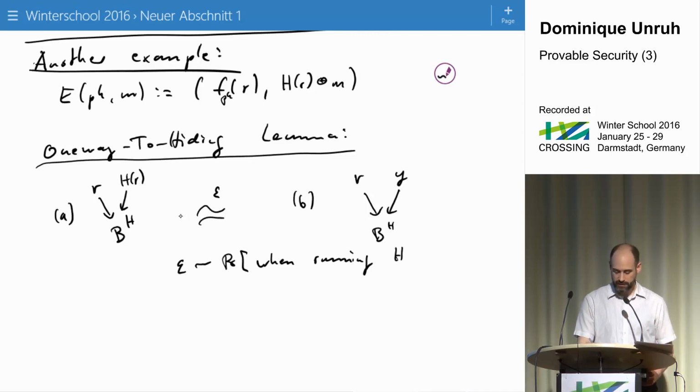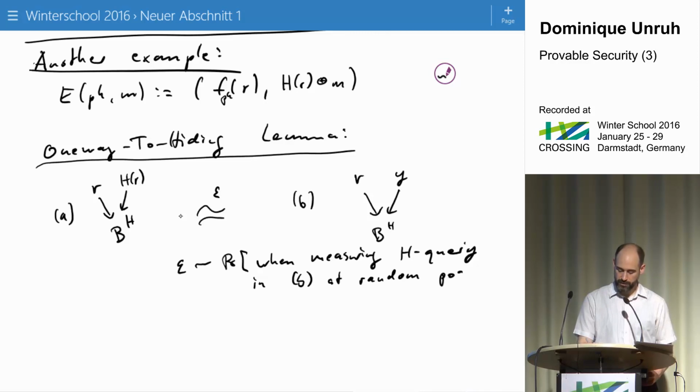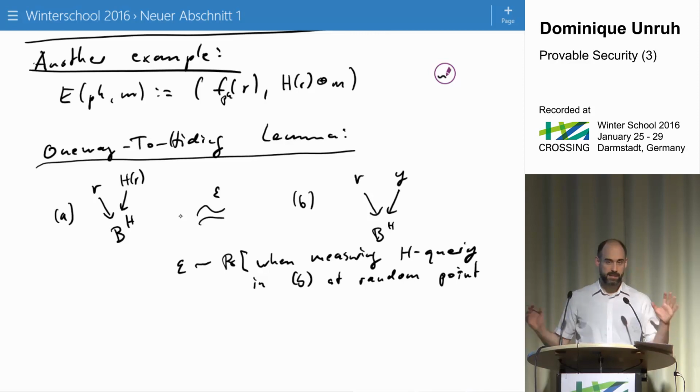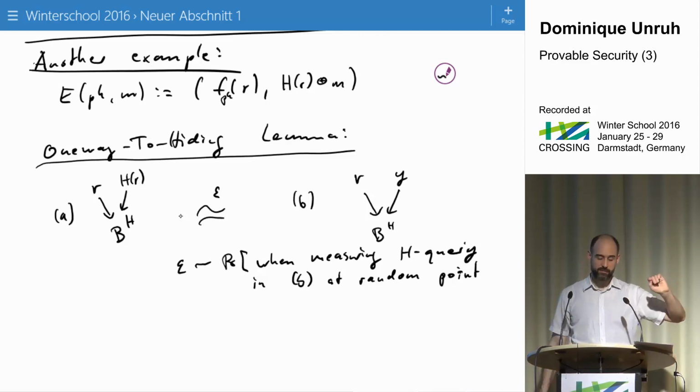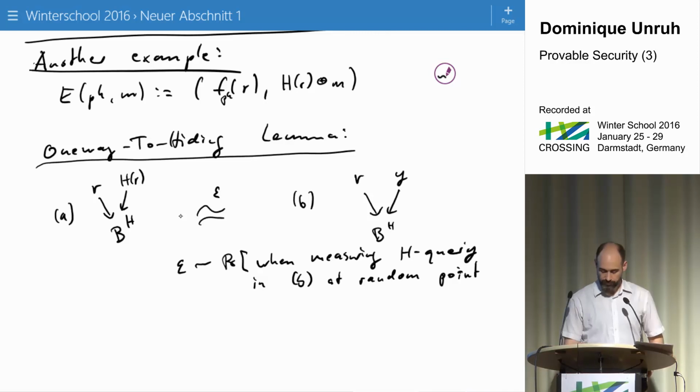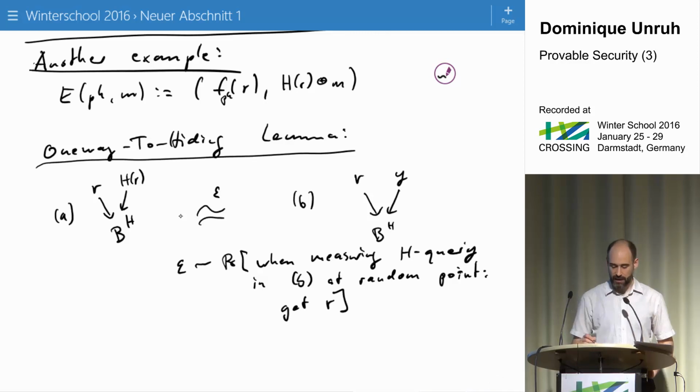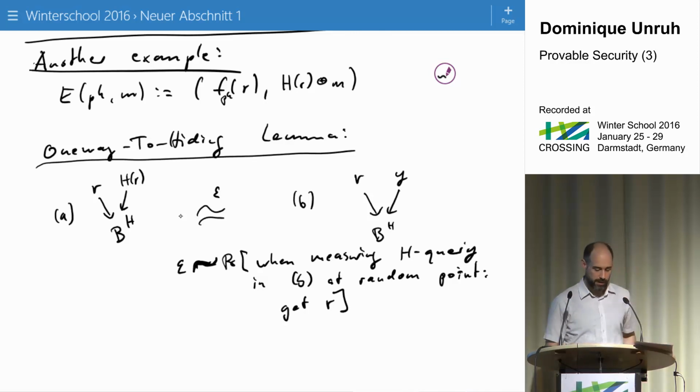when measuring the H query in game B at a random point, so we execute this game and at some random moment we just stop it and measure what the input to the random oracle was. So the probability of actually getting r that way. These are related in some way.